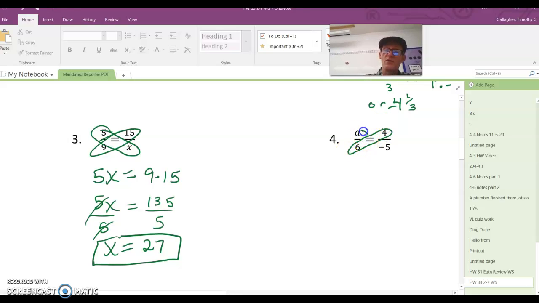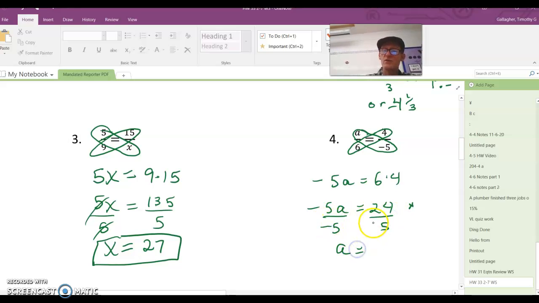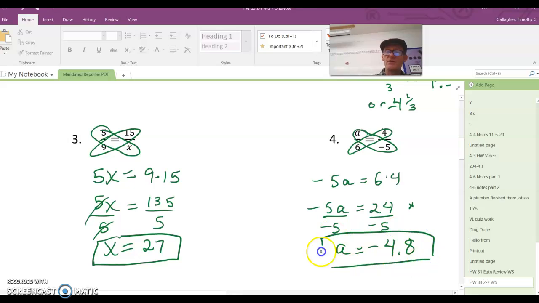So 6 times 4 is equal to negative 5 times a. So negative 5 times a equals 6 times 4. Negative 5 times a equals 24. Many students will just go to this step here. And then dividing both sides by negative 5, a is equal to negative 4.8, you can write, or a couple of other things, okay? So that's what we get there.